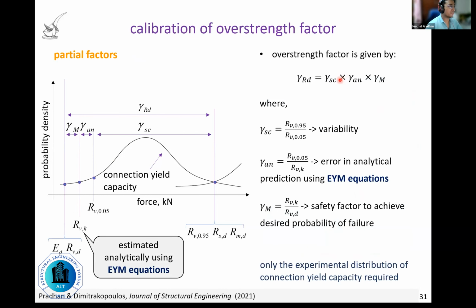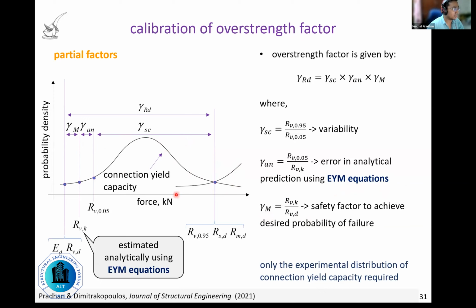Okay. The overstrength factor consists of a combination of three partial factors, gamma SC, gamma AN, and gamma M, where gamma SC accounts for the variability in the experimental distribution or the real distribution of the connection yield capacity. Gamma AN accounts for the error in analytical prediction of 5th percentile using the European yield model equations, which we know are very accurate in our past experiments. And finally, gamma M accounts for safety factor of resistance, which we provide to ensure a desired probability of failure.